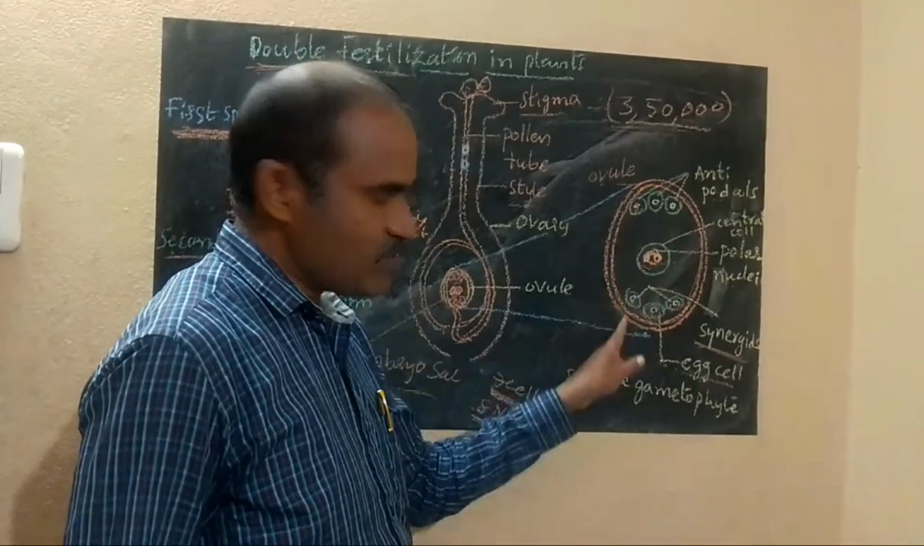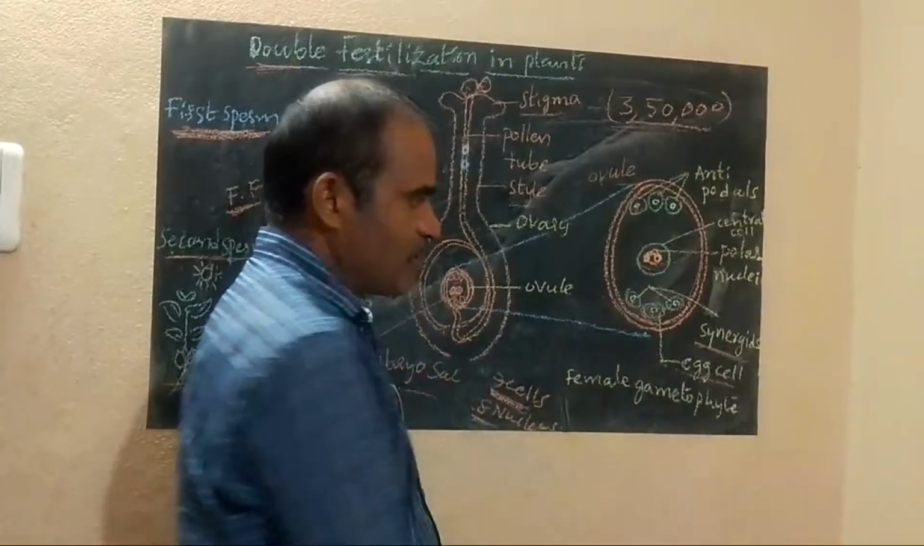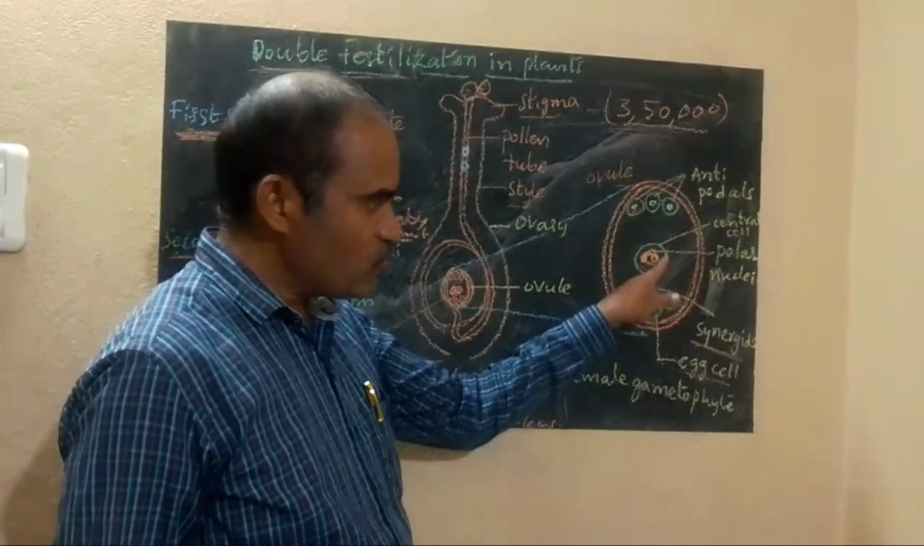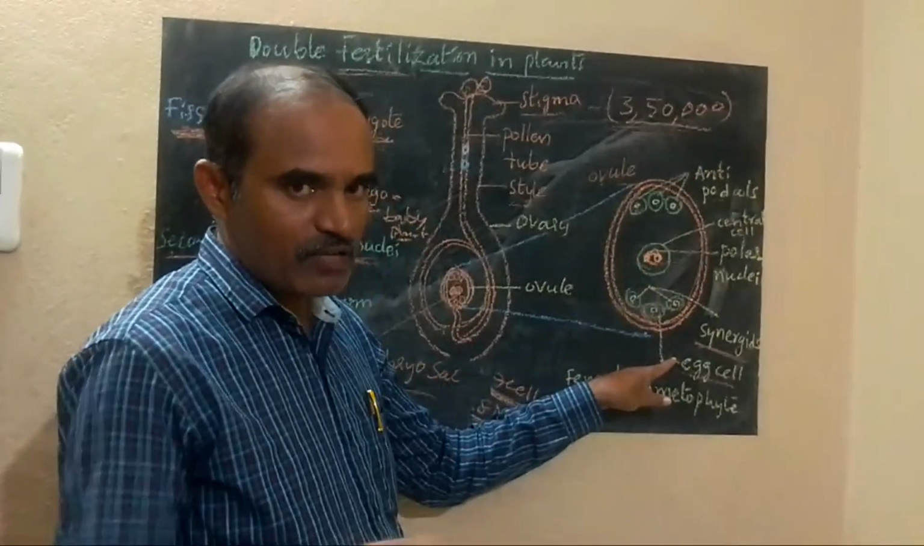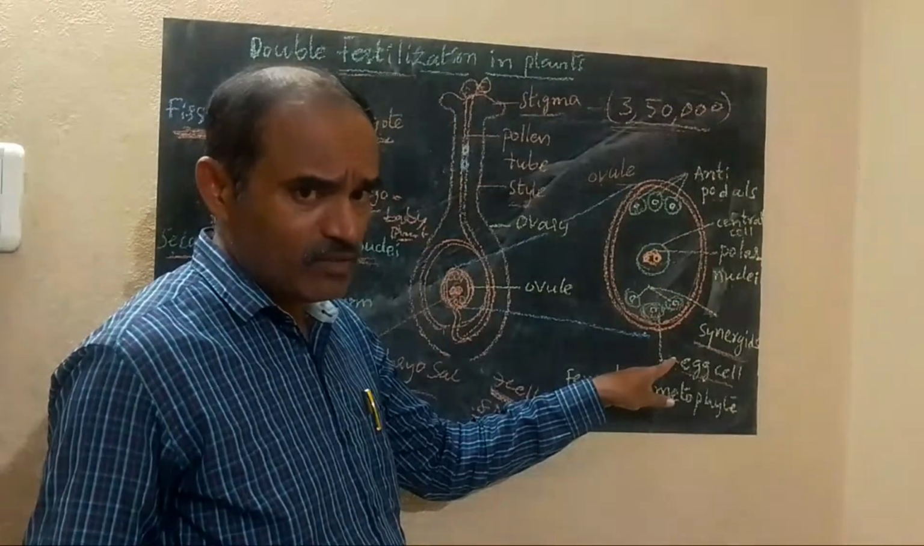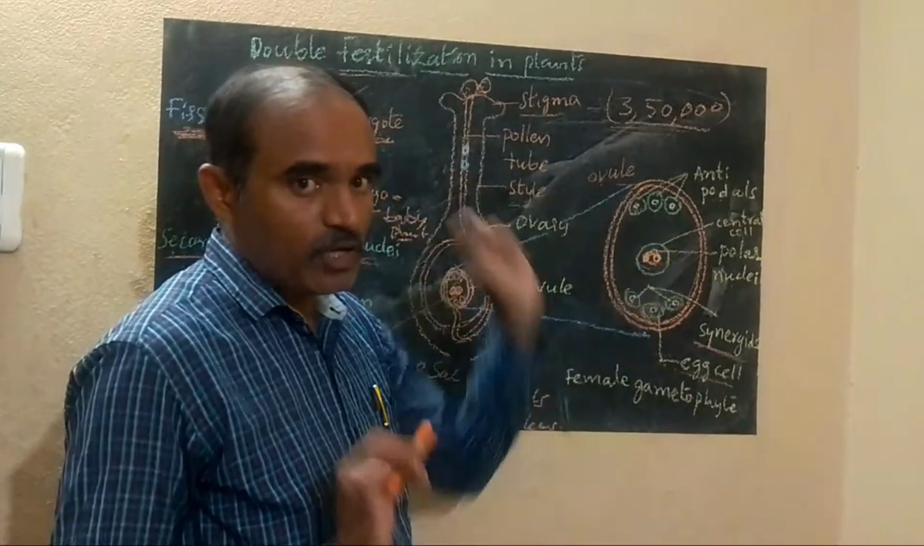So here how many cells are there? 7 cells are there. In the middle of the 3 cells, this cell is called the egg cell, and these 2 cells are very important in flowering plants. We are discussing these 2 cells: one is the egg cell and one is the polar nucleus.